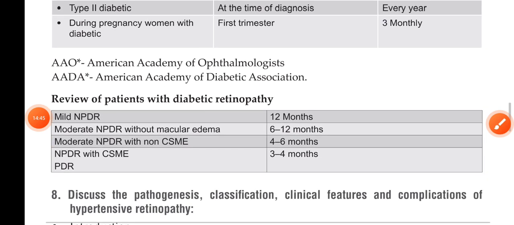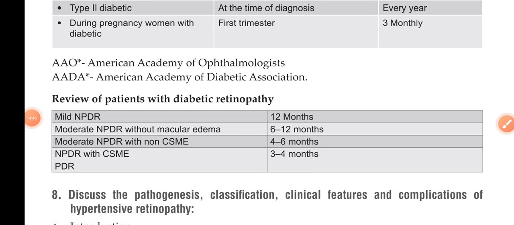Now review of patients with diabetic retinopathy. Mild NPDR, we should review in 12 months. Moderate NPDR with macular edema, 6 to 12 months. Moderate NPDR with non-CSME, 4 to 6 months. NPDR with CSME and PDR, we should review in 3 to 4 months. Okay. Review means we should see the patient again and again.